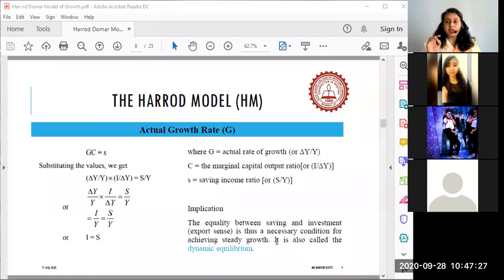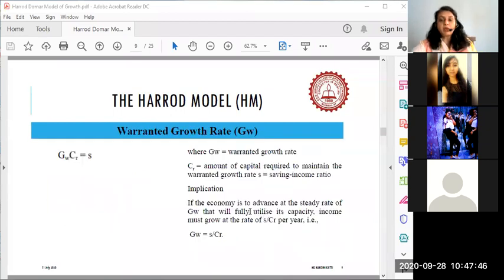So to achieve a steady growth rate in the economy, savings must be equal to investment. I hope you all understood. Savings must be equal to investments. Why? To achieve steady rate of growth, which means to achieve G. Clear, class? Everything is clear?